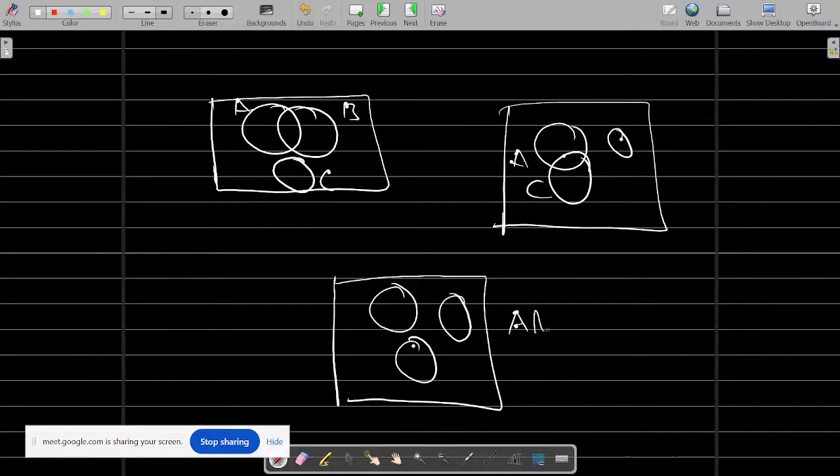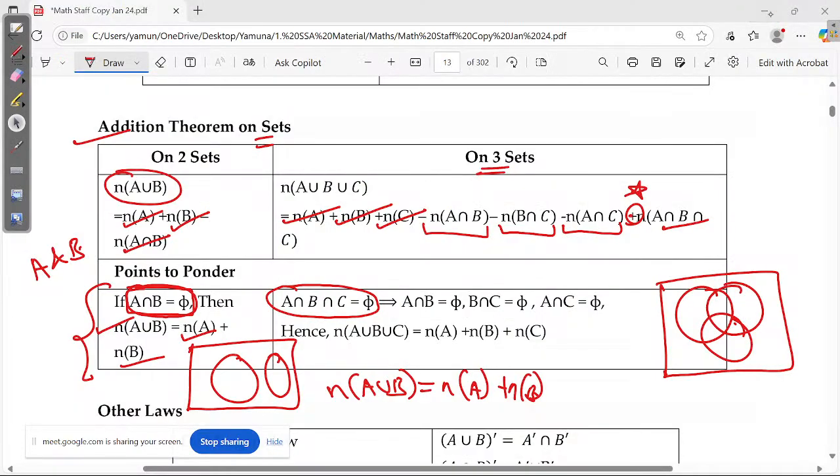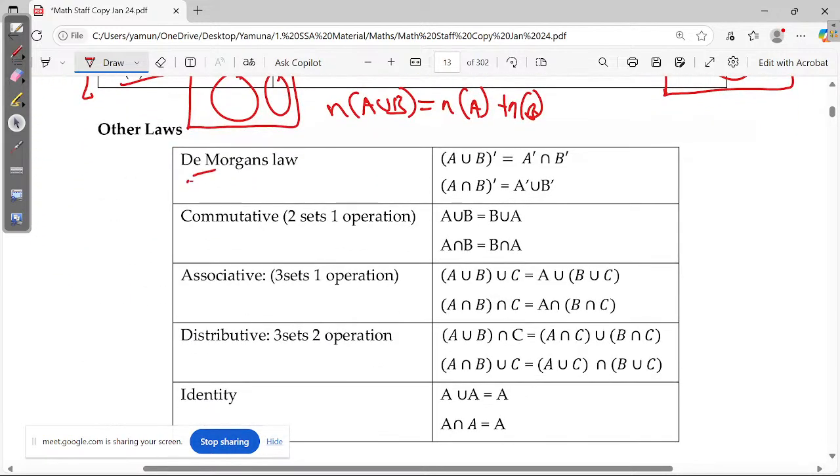So in this case, A intersection B intersection C, all three being non-overlapping, is equal to the null set, an empty set, a void set. In this case, N of A union B union C will be N of A plus N of B plus N of C. And the other law we have is De Morgan's law, A union B the whole dash.